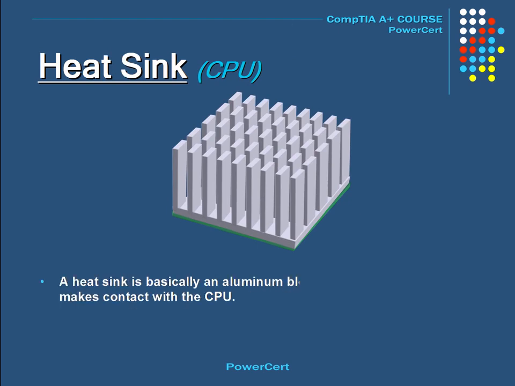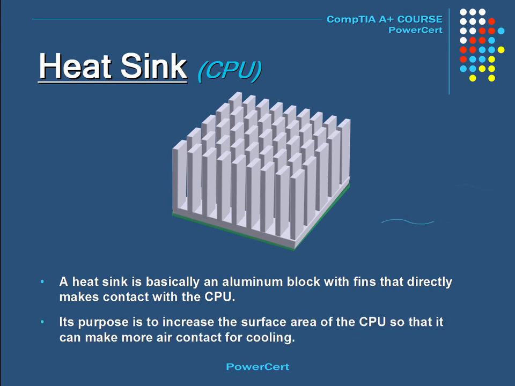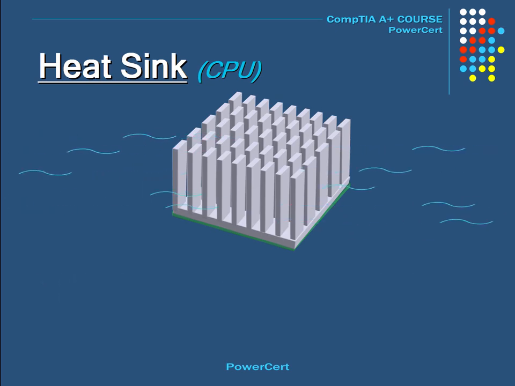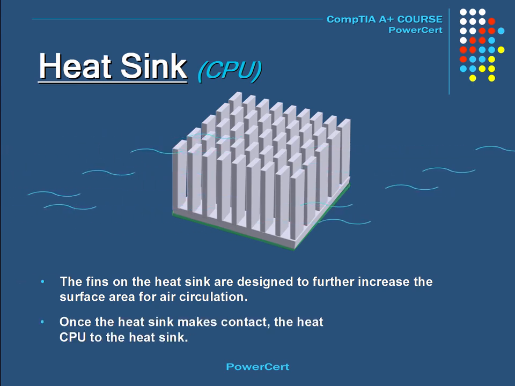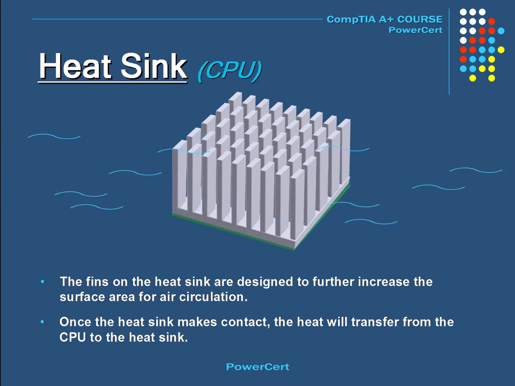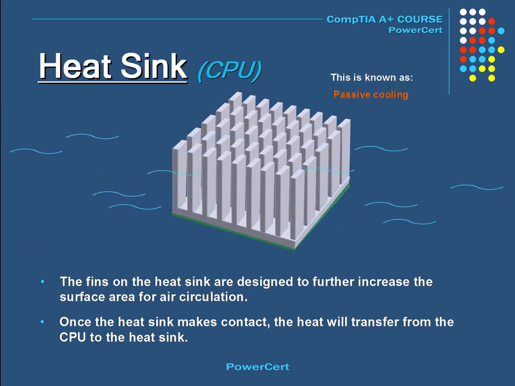A heat sink is basically an aluminum block with fins that directly makes contact with the CPU, and its purpose is to increase the surface area of the CPU so that it can make more air contact for cooling. The larger the heatsink, the larger the surface area will be, thus increasing the cooling ability. The fins on a heatsink are designed to further increase the surface area for air circulation. Once the heatsink makes contact, the heat will transfer from the CPU where the air can cool the heatsink, which will cool the CPU. And this type of cooling is known as passive cooling.